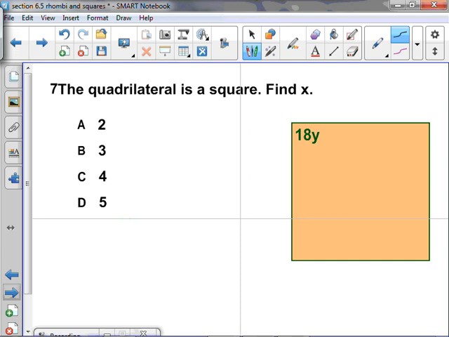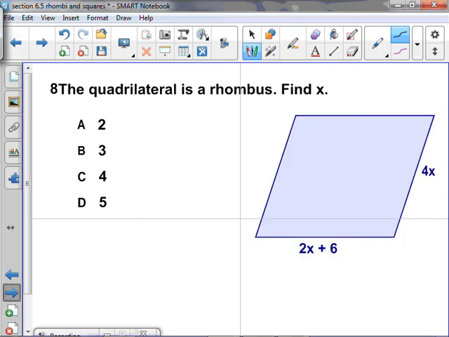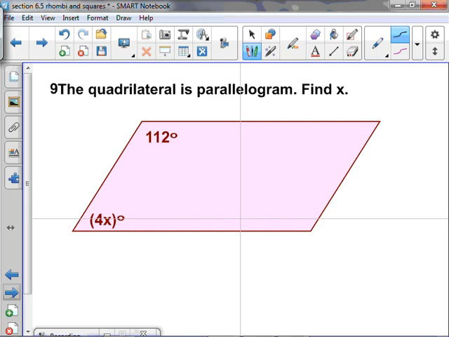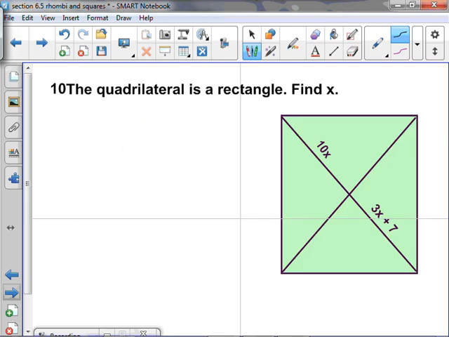The quadrilateral is a square. Find x. This one is for you. As is that one. That one. That one. Let's see, keep going. Okay. Let me just make sure I didn't skip any.